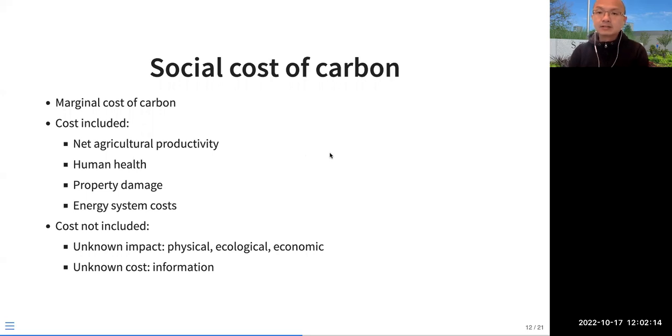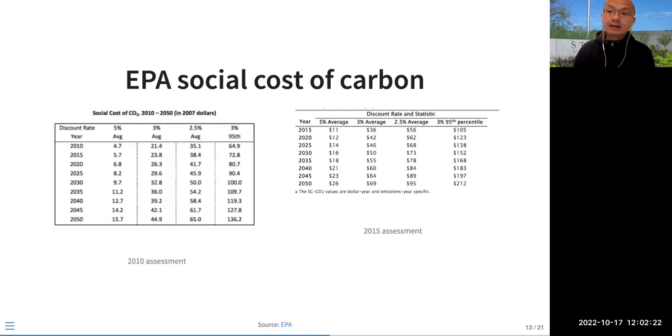So the idea of a social cost of carbon is based on the economics of regulation. The EPA, for example, really tried to push towards that, and incorporate the social cost of carbon in its policy or regulation. And it has two rounds of study. One is the 2010 assessment.